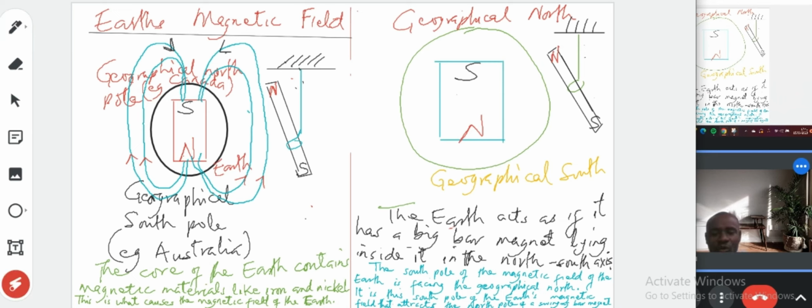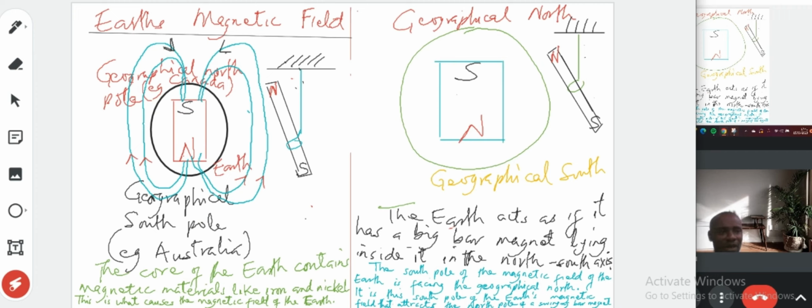One more time, in which side of the hemisphere is the north pole of the magnetic field of the earth? It's in the geographical south. Yes, it's in the geographical south, around where you have Australia and what have you. While the south pole of the magnetic field of the earth is in the geographical north.